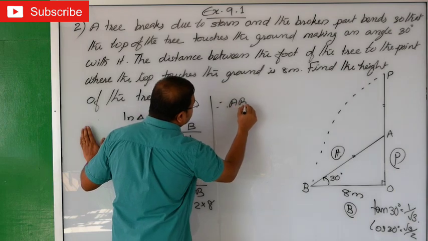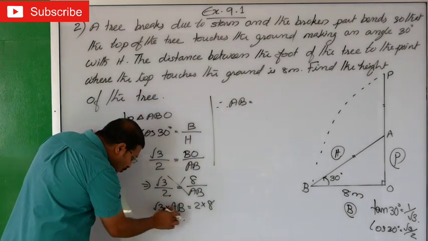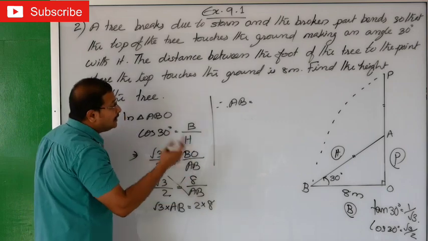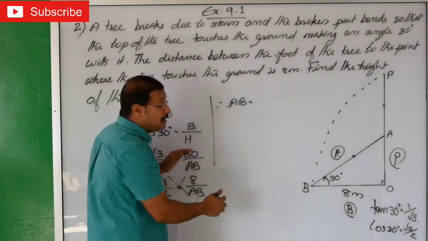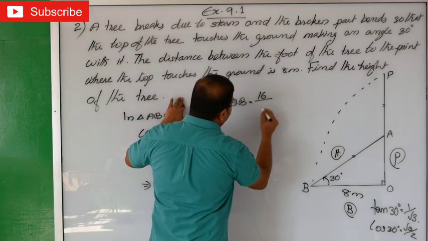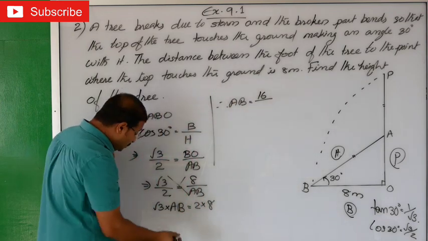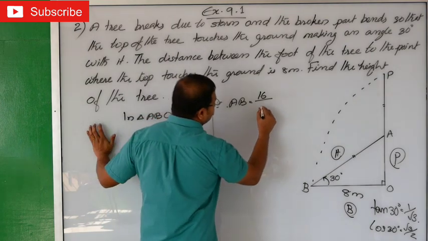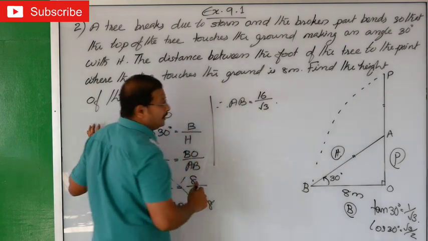Ready? Therefore AB equals, what you'll do? This root 3 is multiplying, so this root 3 goes to the right side, it will divide. That means 2 8s are 16. 16 by, now what you will do? This root 3 is multiplying, goes to the next side, will divide root 3. Now we got it, AB.